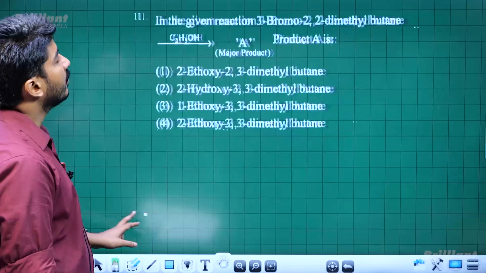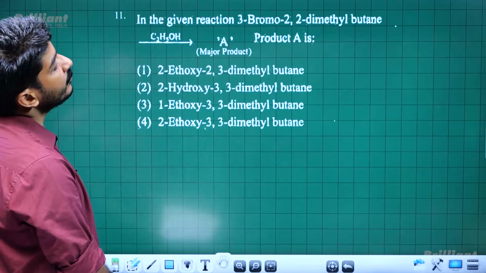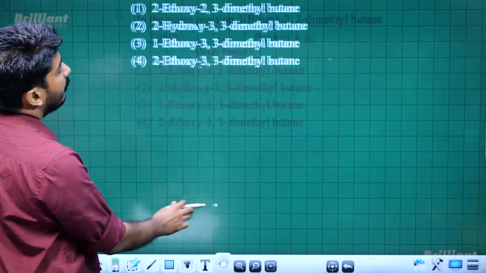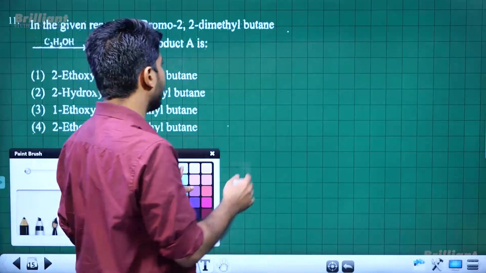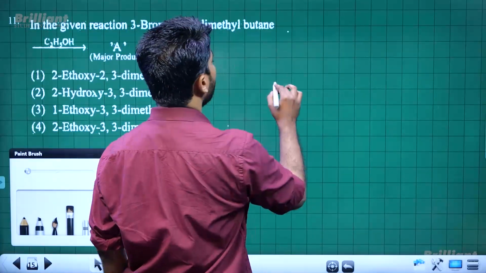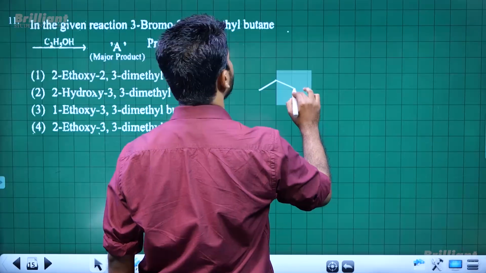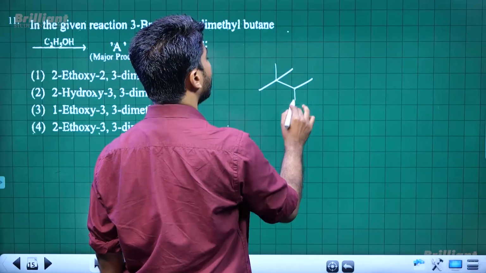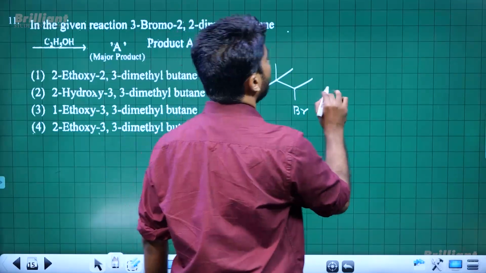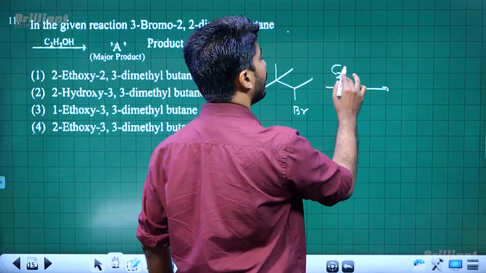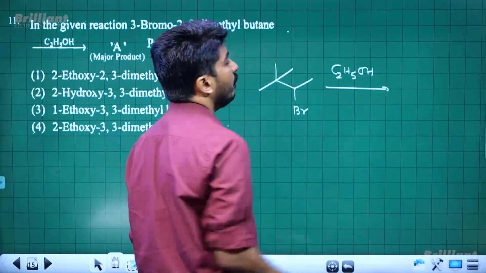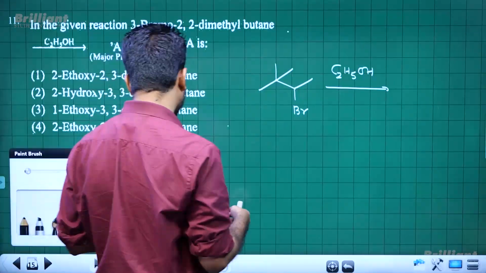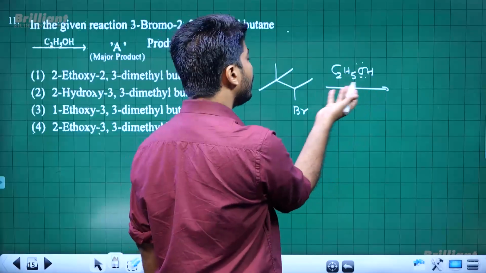Okay, next one. In the given reaction, 3-bromo-2,2-dimethylbutane is treated with ethanol, C2H5OH. Major product A. Identify the major product. Let me draw the structure. What is the product? This is a solvolysis reaction. The solvent is a small nucleophilic solvent, methanol or ethanol, so the solvent is reacting with this.